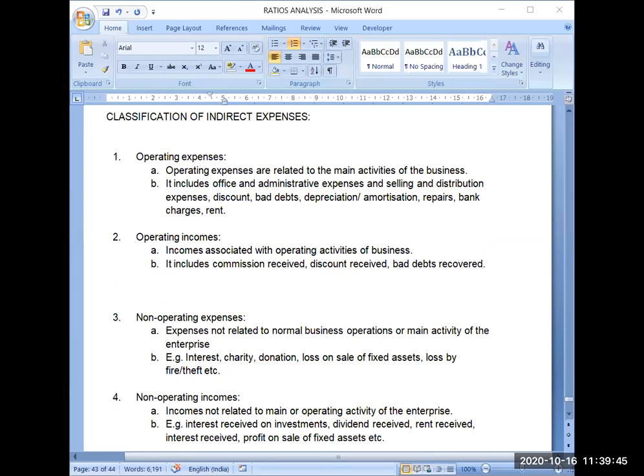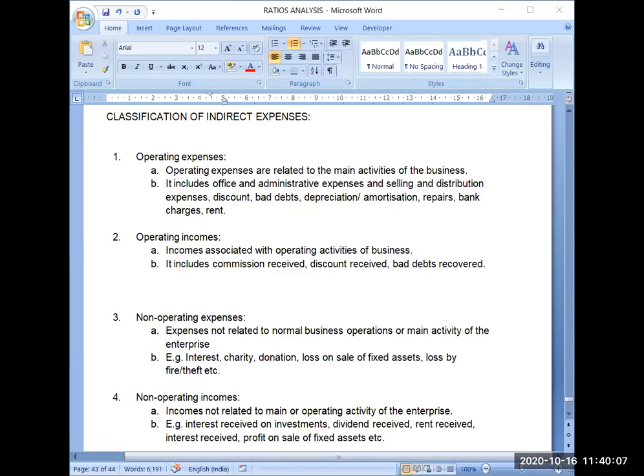Here you can see operating expenses are related to the main objective of the business. They include office and administrative expenses and selling and distribution expenses, discount, bad debts, depreciation, amortization, repairs, bank charges, rent. These all are connected with your operating activity.